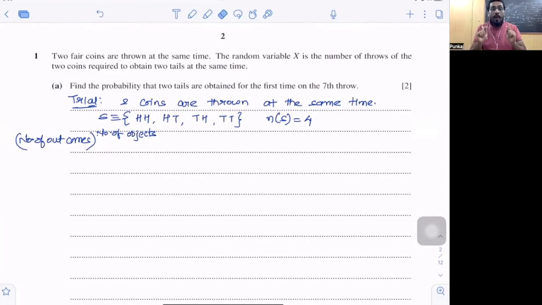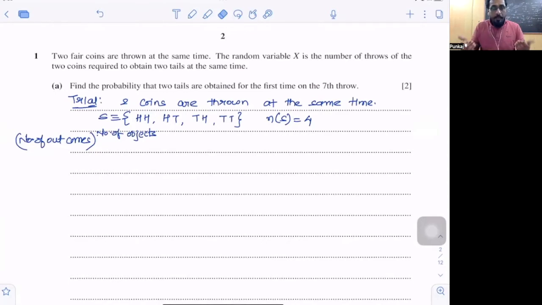And the probability is needed for what? X is a random variable. X is the number of throws required to get 2 tails at the same time. So it might happen that I have tossed 2 coins, and in the very first attempt I got both the tails, right? Both of the coins are showing tails. So I am successful in the very first trial.